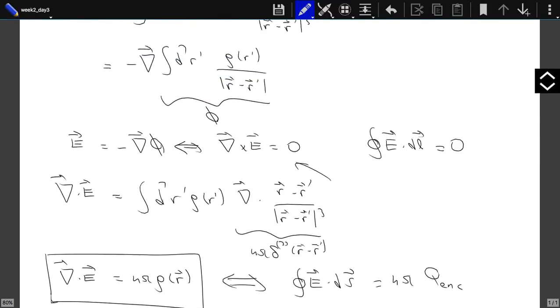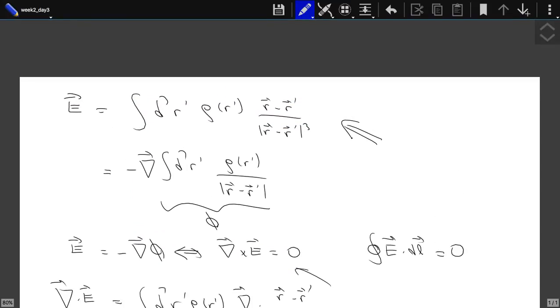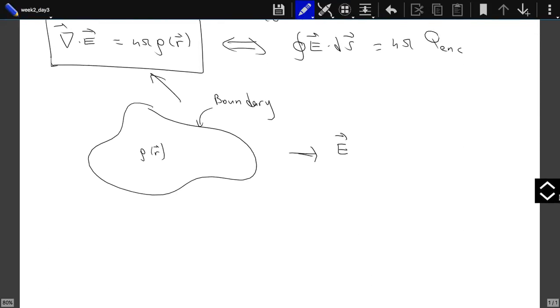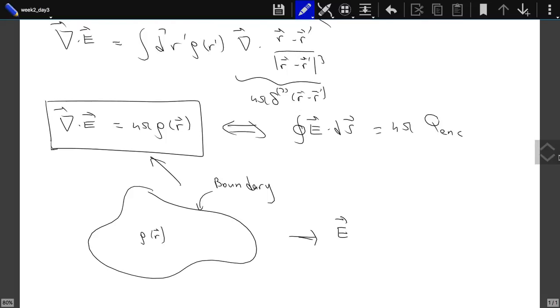If you want to use this integral expression, you have to know the charge density everywhere. Even if you are just interested in the electric field in this volume, you have to know the charge distribution everywhere in order to write it as that integral. But these differential equations allow us to determine the electric field if we know the potential at the boundary, since we will be solving for the potential, and only the charge inside your volume. That would be enough. You don't need to know the charge distribution everywhere else.